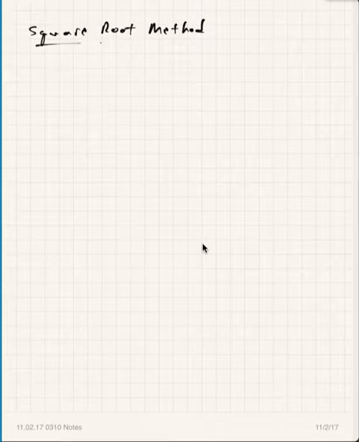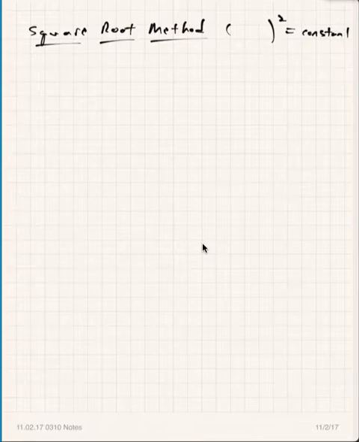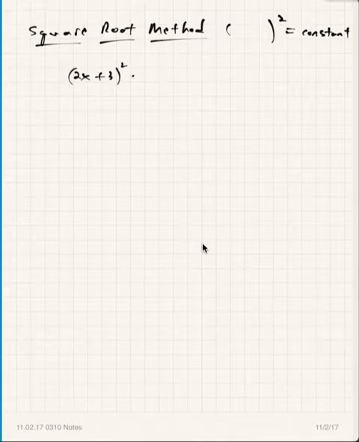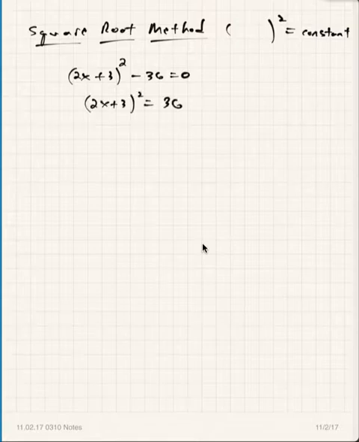is the square root method. Square root method, remember, the equation has to be in this form. It has to be in the form something squared equals a constant. So if it's not in that form, then you have to make sure that you write it in that form first. So this equation, 2x plus 3 squared minus 36 equals 0, is not exactly in that form. It's not in the form something squared equals a constant, but it is easy to put it in that form because all I have to do is add 36, right? And now it's in the form something squared equals a constant. And then I can go ahead and solve this using the square root method.